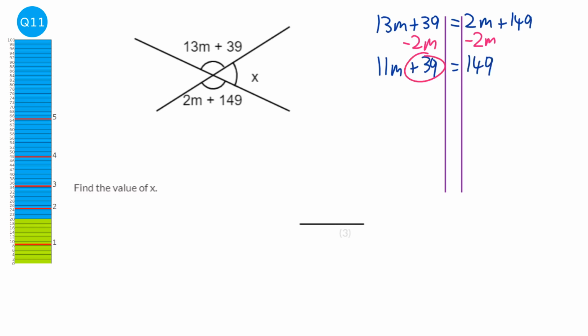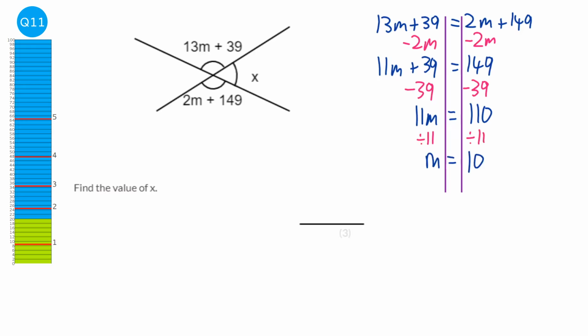Next we're going to remove the number. So take away 39 from both sides. And we've got 11m is equal to 110. And then we're going to divide both sides by 11 to find out what m is. So m therefore equals 10.